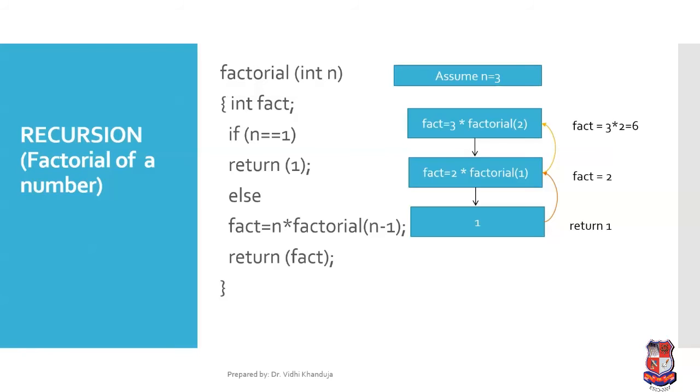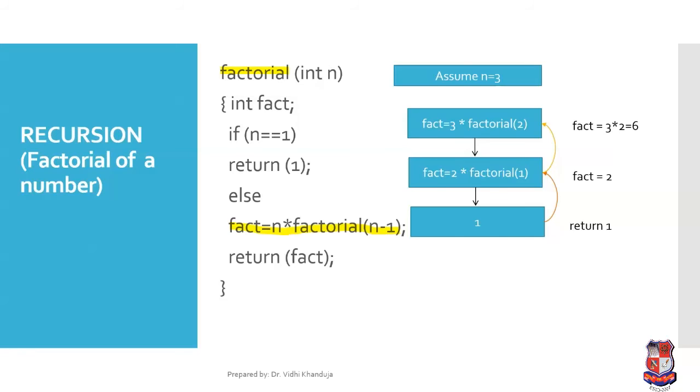I need to calculate the factorial of a number, let's say n, right? Now what we have done in this recursive function, we have declared one variable fact, right? And then we are calculating the factorial using this particular statement. What it says: fact is equal to n multiplied by factorial of n minus 1. Now the name of my function is factorial. Within the body of the function, I am again calling this function. So this is a case of recursion, right?